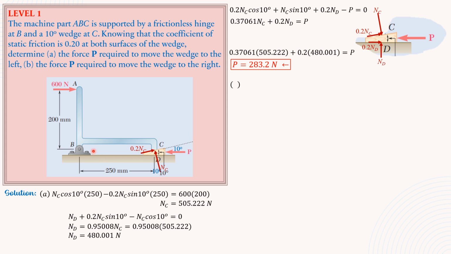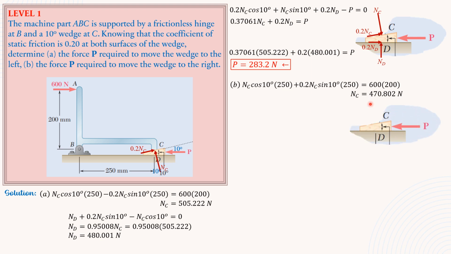So summation moment B equals 0. N sub C cosine of 10 degrees times 250 plus 0.2 N sub C sine 10, the vertical component, times 250, then equals 600 times 200. Solving for N sub C is equal to 470.802 newtons. Then we draw the free body diagram of the wedge again.